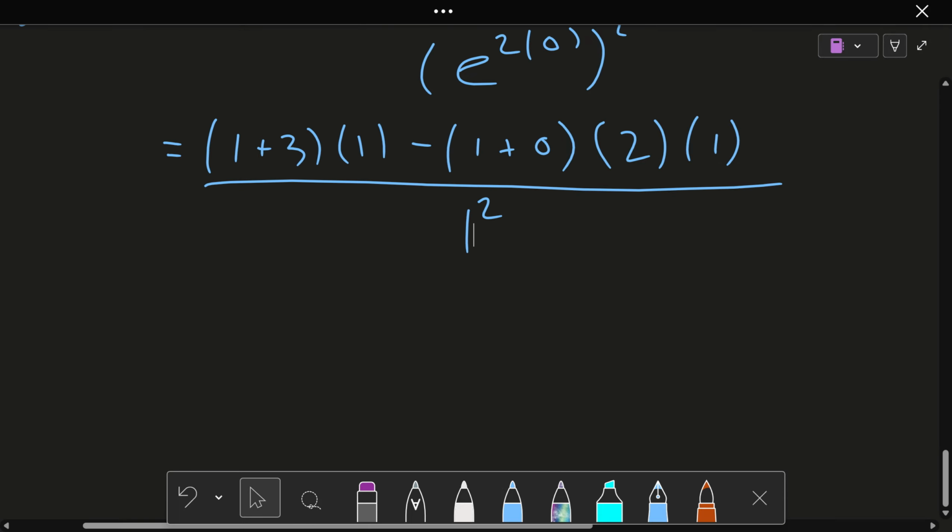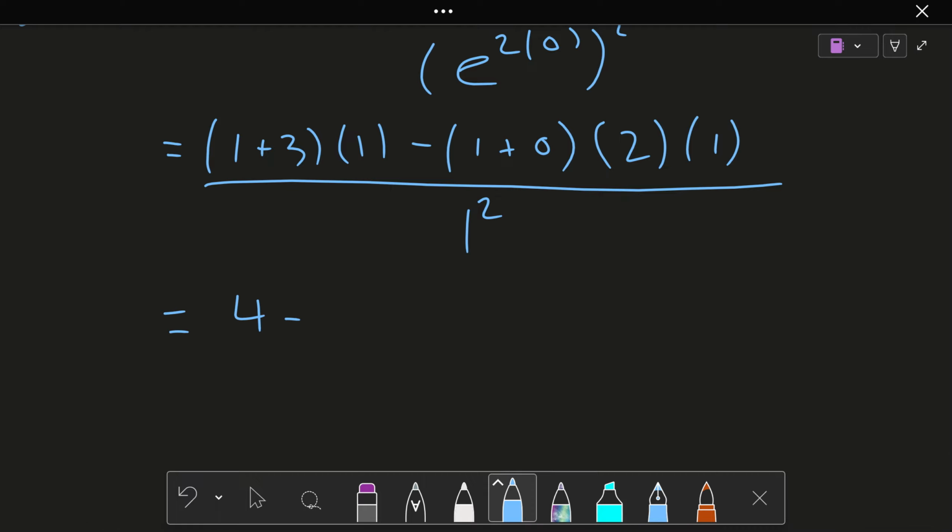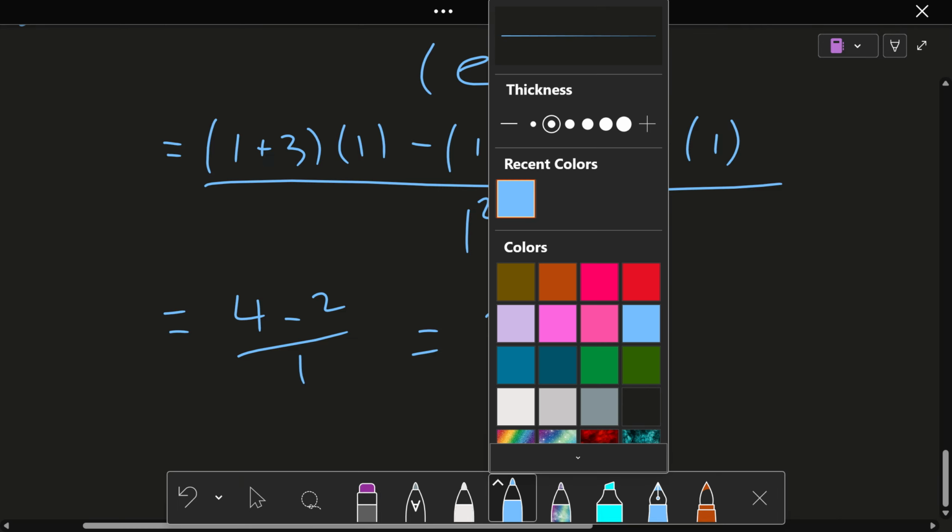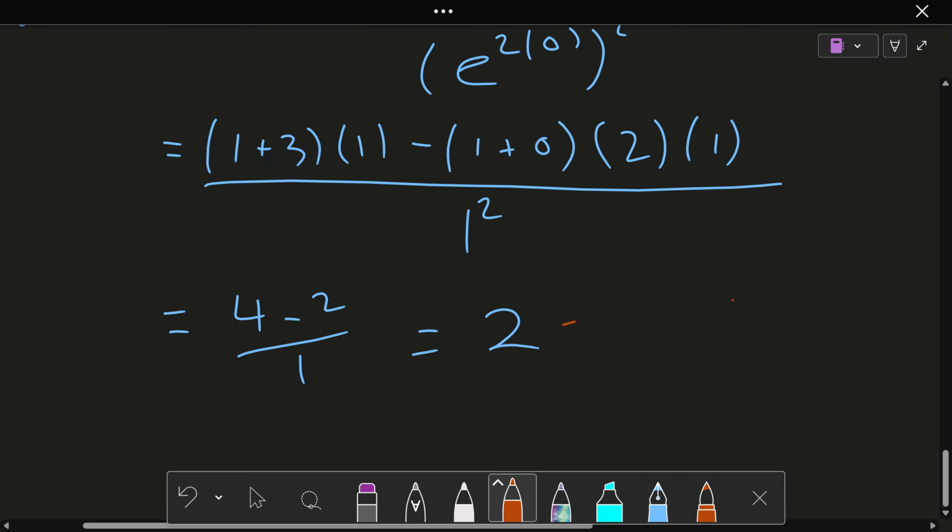Okay, nice and easy here. It's going to turn out really nice. So 1 plus 3 is 4, and then minus 1 plus 0 is 1, times 2 is 2, all over 1, which is equal to 2. So it worked out really nice so that my slope is 2. So remember what we're doing here. This is giving me my slope. This is what I wanted to find.